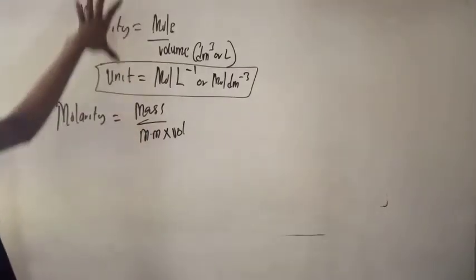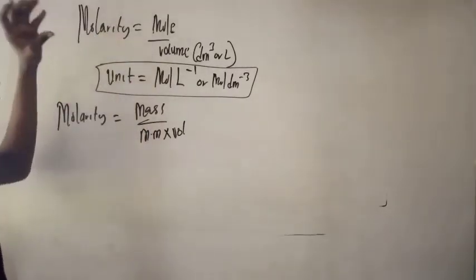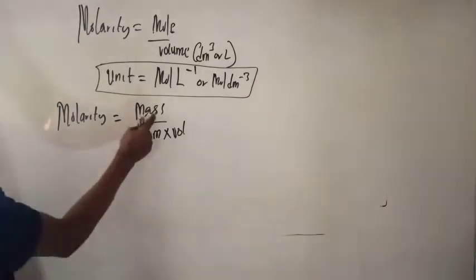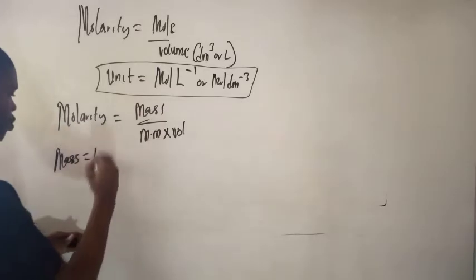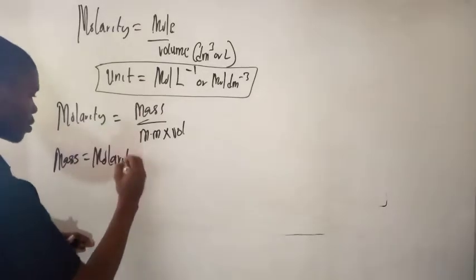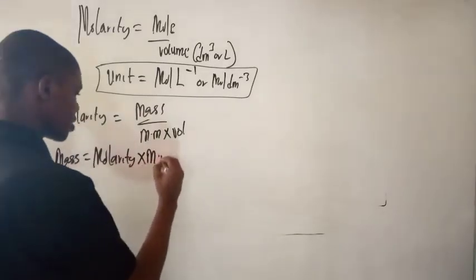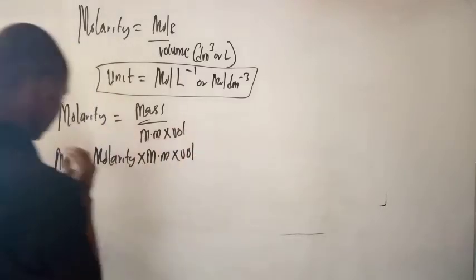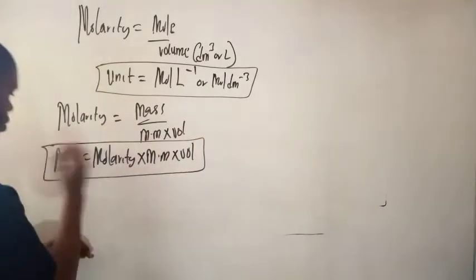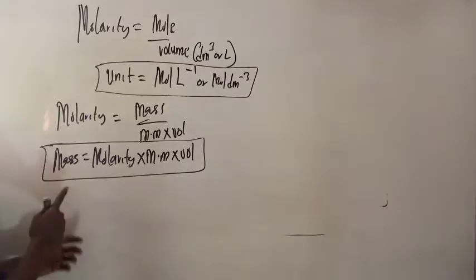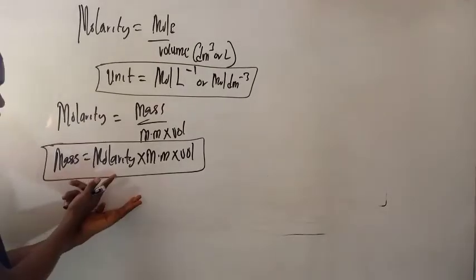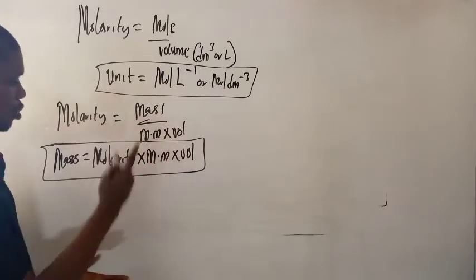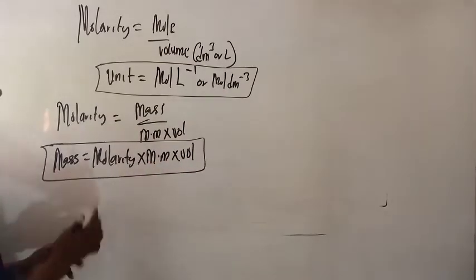So there are two formulas you can use in molarity calculation. Making mass the subject of the formula, we have mass equals molarity times molar mass times volume. You can only use this formula when the question says you should calculate mass, the molarity is given to you and the volume is given to you. This way you can use it from here, right?